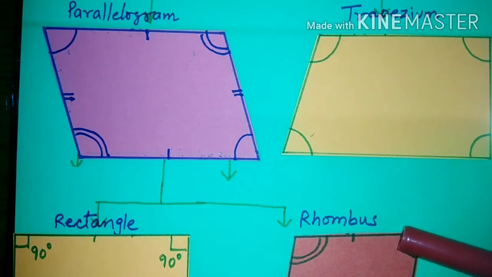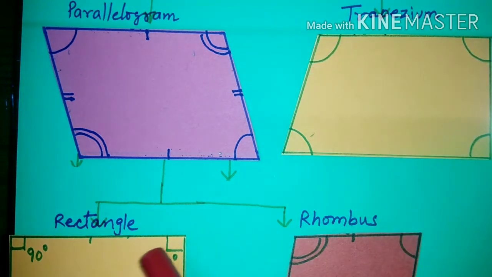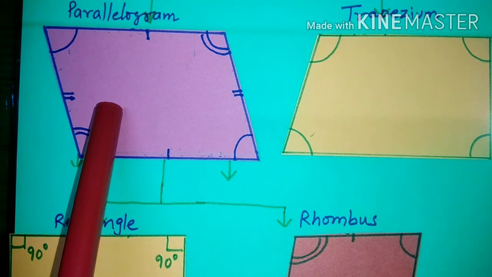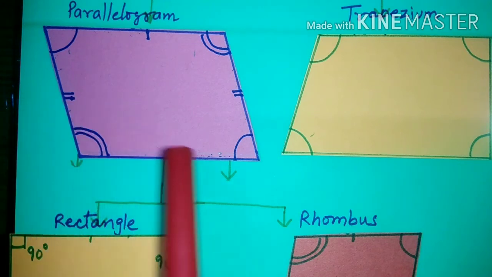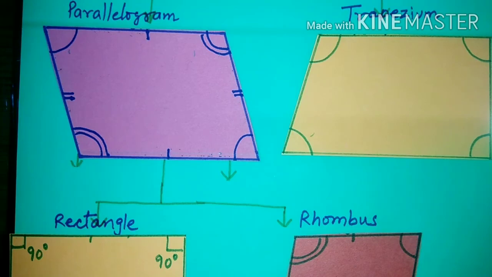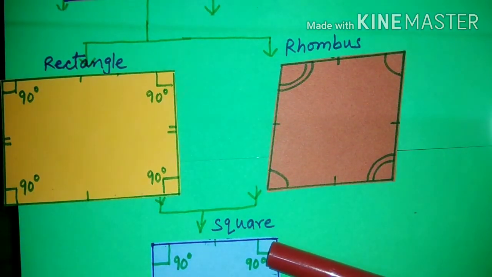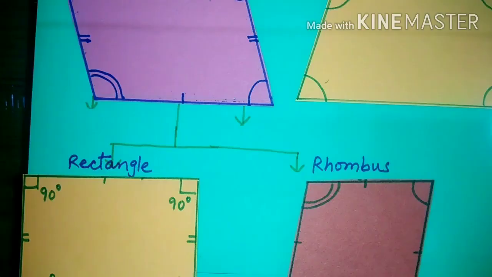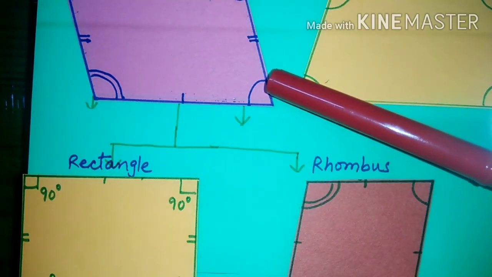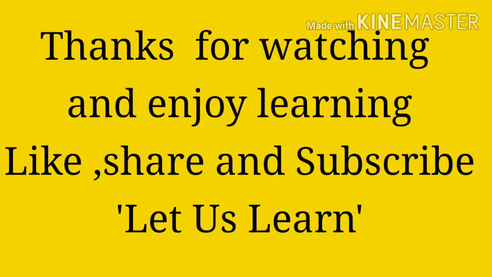A rhombus is a parallelogram because it has all the properties of a parallelogram. Rectangle is also a parallelogram because it also has all the properties of a parallelogram. So, we can say a square, a rectangle and a rhombus, they all are parallelograms. This is the image of all the quadrilaterals and the classification.